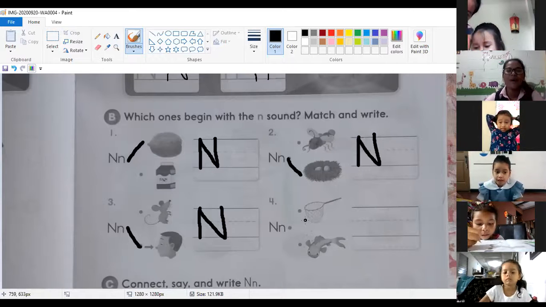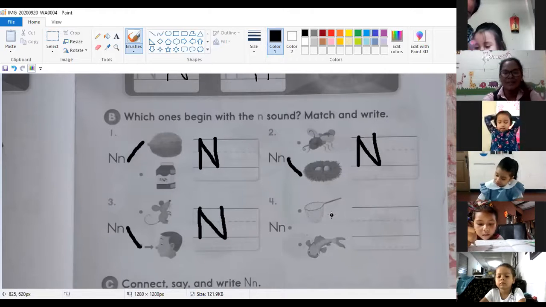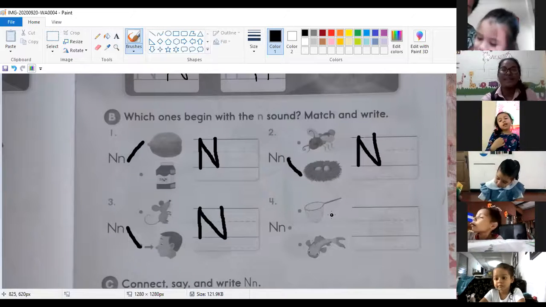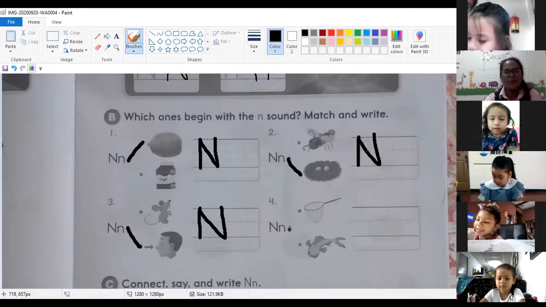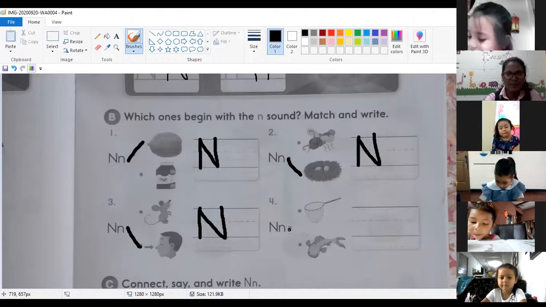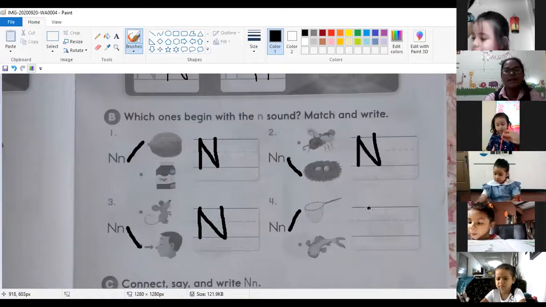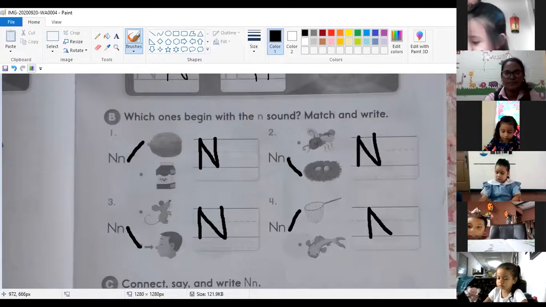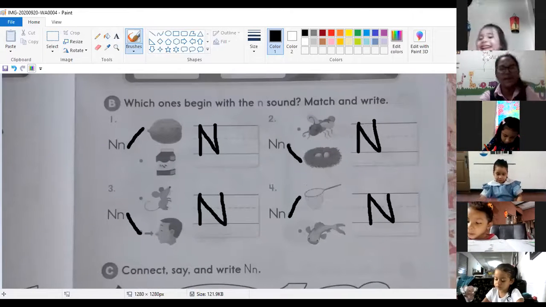Danny, number four, we have net and fish. Which picture begins with letter N? Net. Net, yes, thank you. So we are going to match letter N with net. And here you are going to write the letter N.